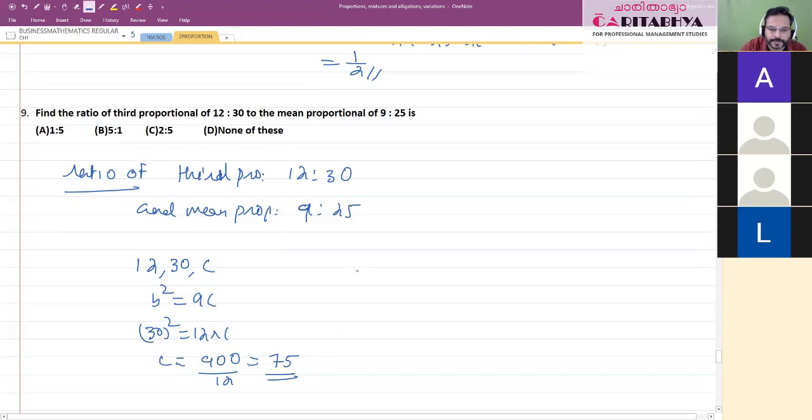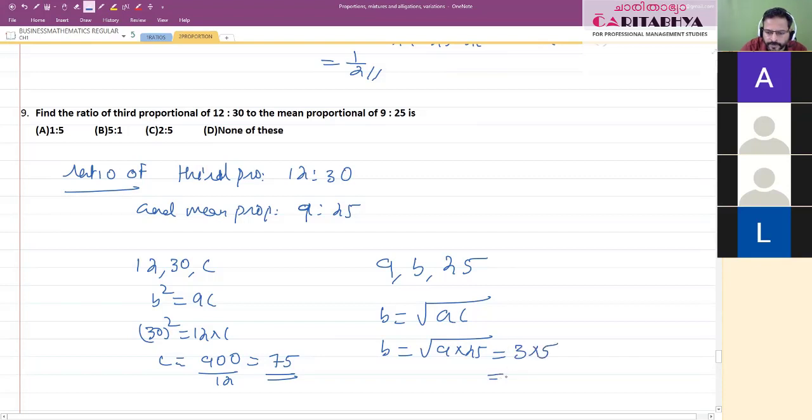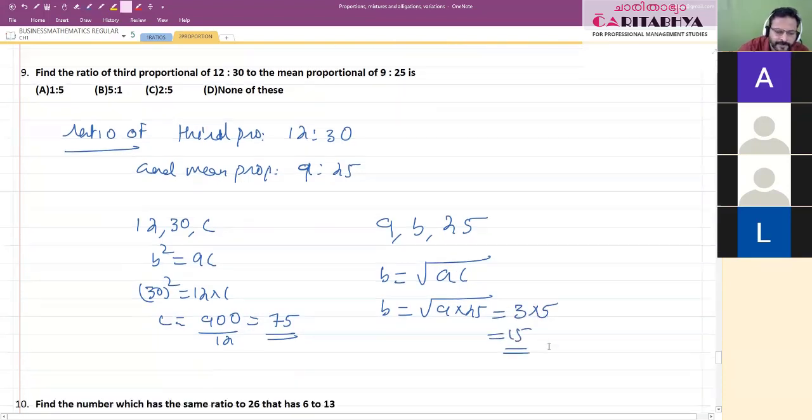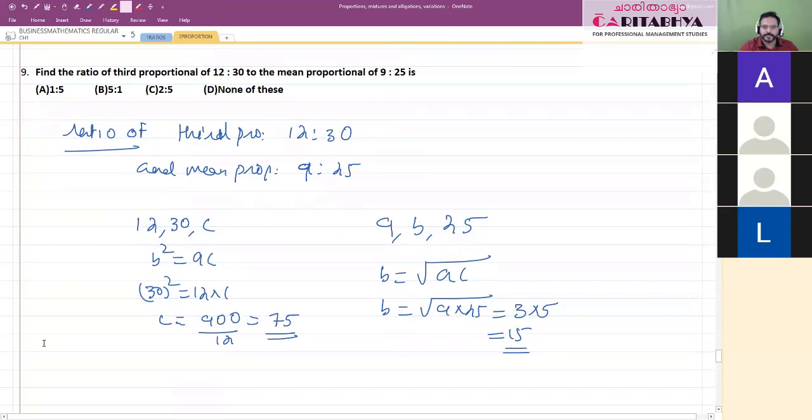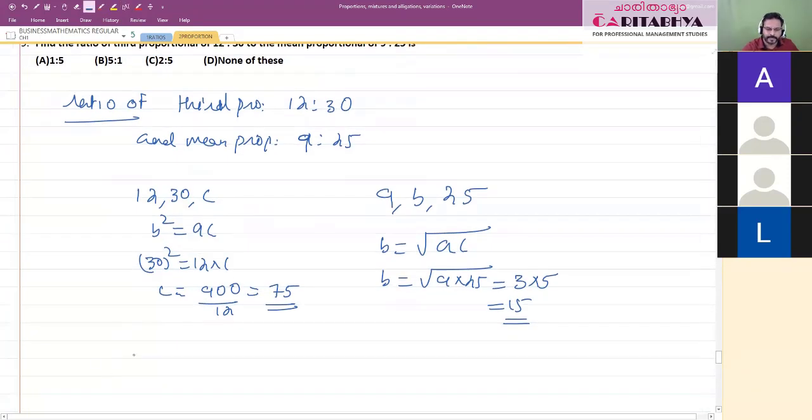Then the mean proportional. So 9 ഉണ്ട്, 25, B കണ്ടുപിടിക്കണം. So ഇവിടെ എന്ത് യൂസ് ചെയ്യാം? B is equal to root of AC. B is equal to root of 9 into 25. 9 ന്റെ റൂട്ട് 3 ആണ്, 25 ന്റെ റൂട്ട് 5 ആണ്. സോ എത്ര കിട്ടും? 15. So നമുക്ക് വേണ്ടത് ഒരു പ്രപ്പോർഷൻ തന്നിരിക്കുന്നു, അതിന്റെ തേർഡ് പ്രപ്പോർഷണലും, വേറെ ഒരു പ്രപ്പോർഷൻ തന്നിരിക്കുന്നു, അതിന്റെ മീൻ പ്രപ്പോർഷണലും തമ്മിലുള്ള റേഷ്യോ ആണ് ചോദിച്ചിരിക്കുന്നത്. സോ 75:15. ഇതാണ് ആൻസർ.